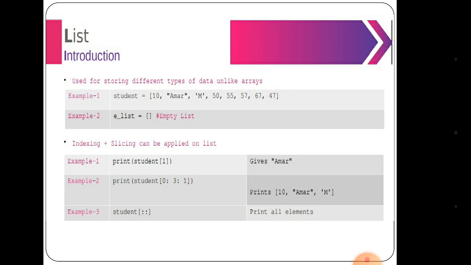But what is the basic difference between array and list? An array stores data of the same data type. It means it contains only integer data types or only floating data types. While the list contains various types of data types, like integer, float, character, string.